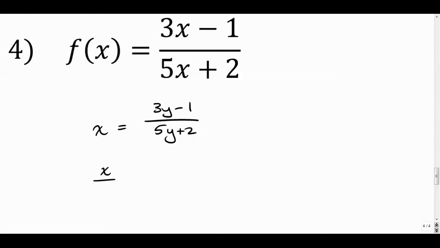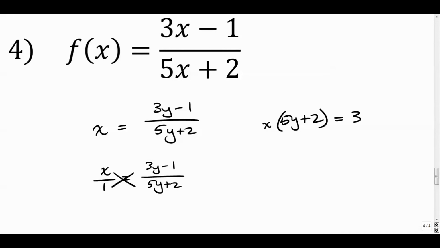To solve this, I'm going to say, all right, x is actually x over 1. Let's cross multiply. Right, this is just a proportion, so let's just do one of these. So we have 5y plus 2 in parentheses, x outside the parentheses equals 3y minus 1 times 1. And let's just multiply, distribute this thing in, 5xy plus 2x.